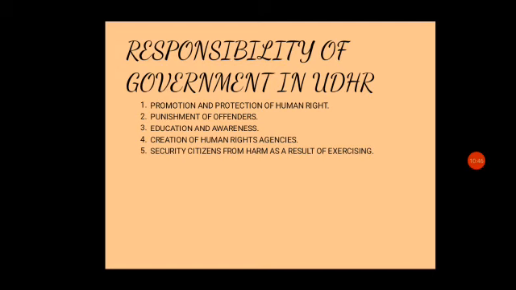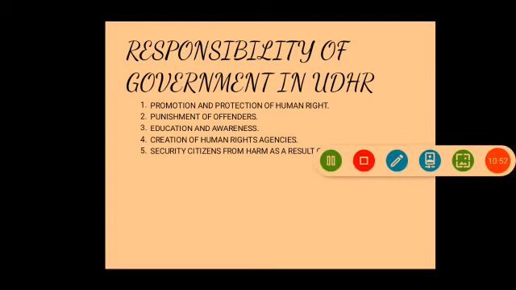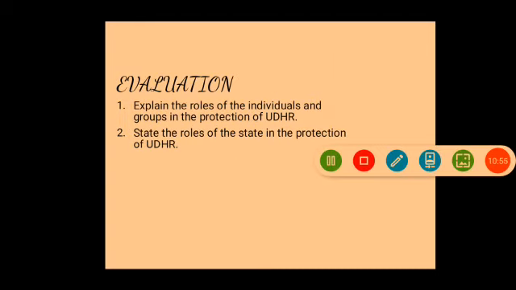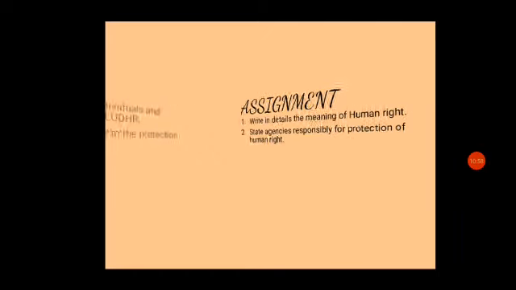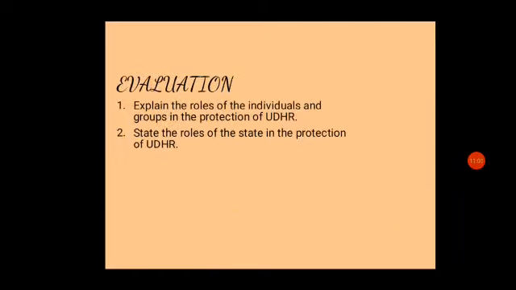Now, before we say goodbye for the day, our evaluation for this class. We looked at 1. Explain the roles of individuals and groups in the protection of human rights. What are the roles of individuals in protection of human rights? We looked at number 1. Responsible individuals and groups should be able to promote and protect human rights by making a peaceful assembly, joining or participating in non-governmental organizations, associations or groups.